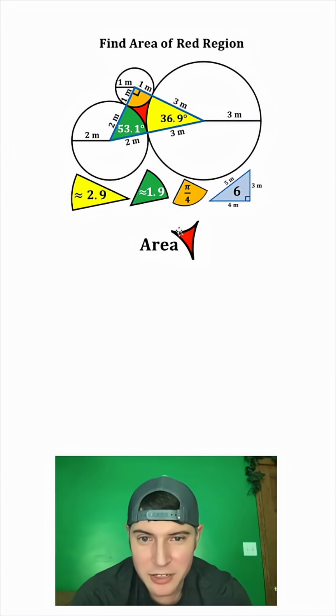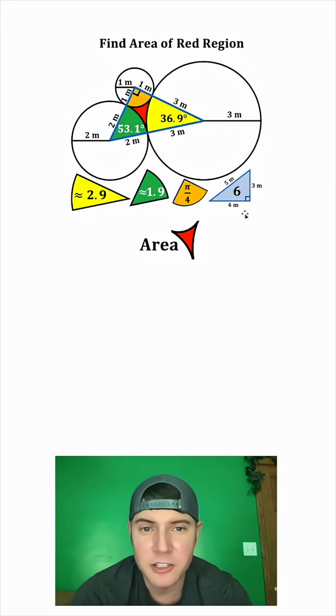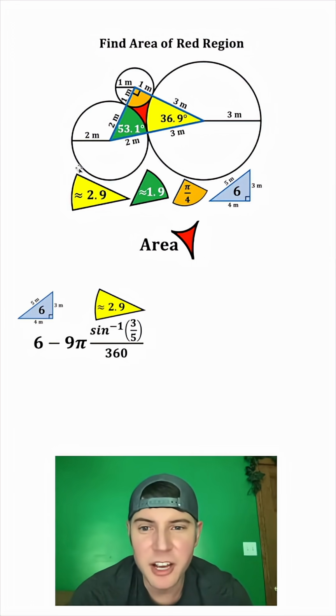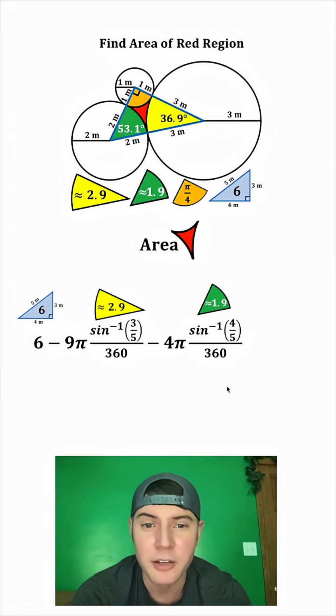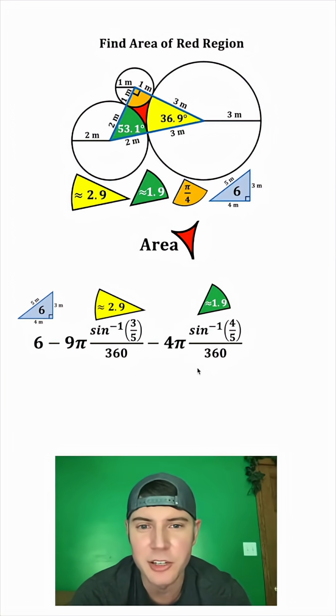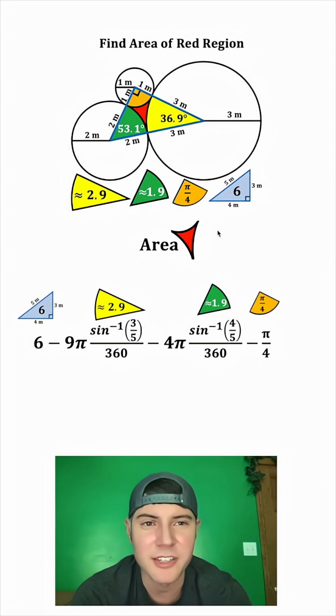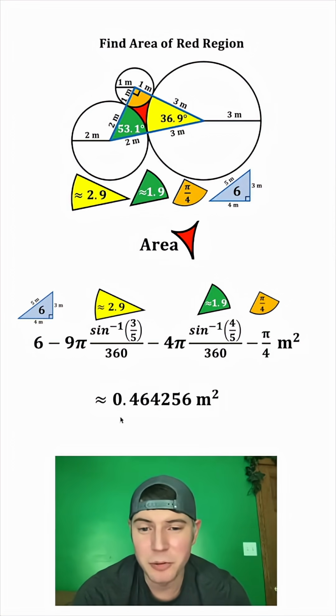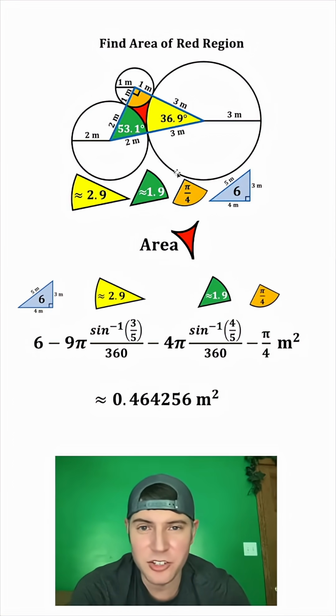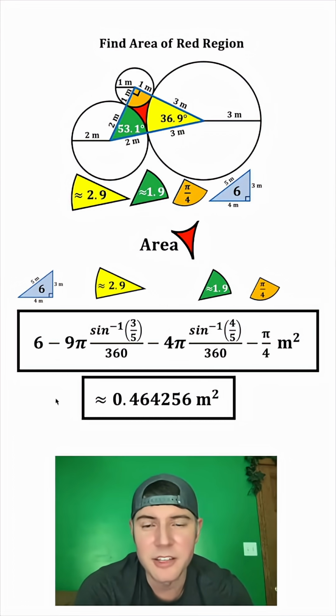And now we have everything we need to find the area of this red region. It's going to be equal to this large triangle, minus the yellow region, which was approximately 2.9, but here's the exact value right here, minus the green region, which is approximately 1.9, but this is the exact value for the green region, and then minus the pi over 4, which is the exact value. And after we do all this math, we get approximately 0.464256 meters squared. And these are the answers to the question. This is the exact area, and this is the approximate area of the red region. How exciting.